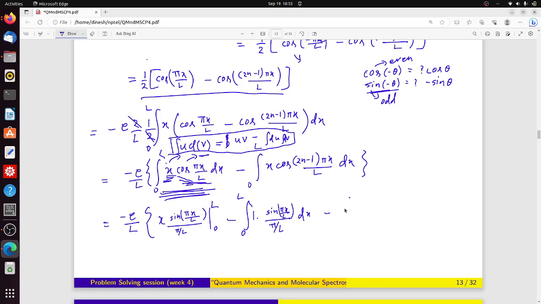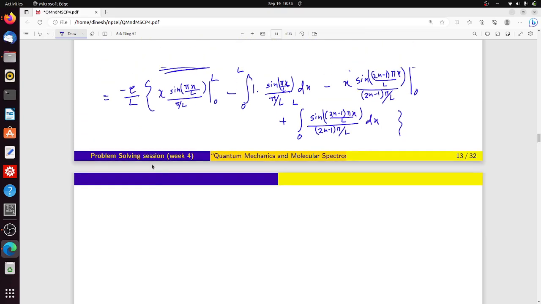Then this will give me x cos, sorry, x sine 2n minus 1 pi x over L divided by 2n minus 1 pi over L, from 0 to L. Then there will be minus, here is a minus, so effectively plus, derivative of this x is 1, then integration of this sine 2n minus 1 pi x over L by 2n minus 1 pi by L, limit from 0 to L, right. Okay, so let's apply the limit.